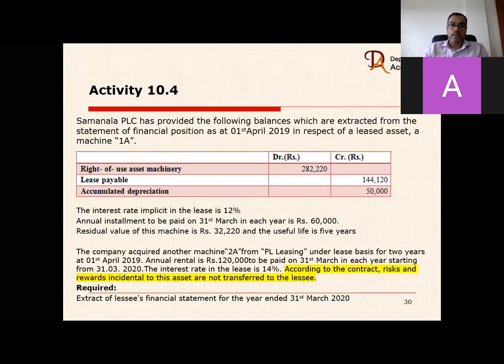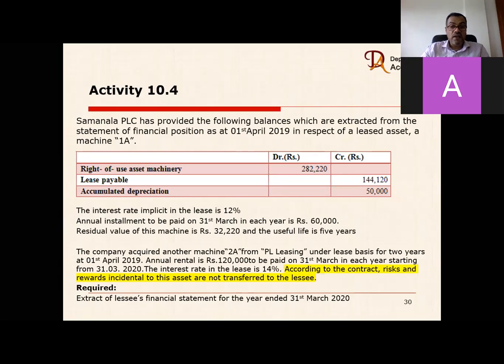Before the standard pertaining to lease was revised, we recognized lease assets either as finance lease or operating lease in the books of the lessee. Now this classification is done only in the books of the lessor, not in the lessee. So therefore, the question of whether risks and rewards are transferred does not arise for leasing. So we can simply disregard this sentence.